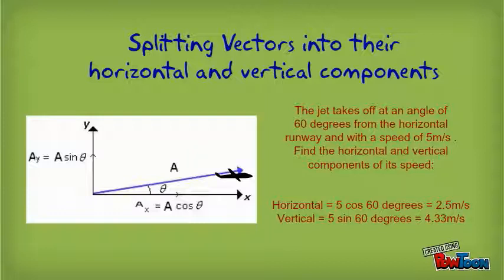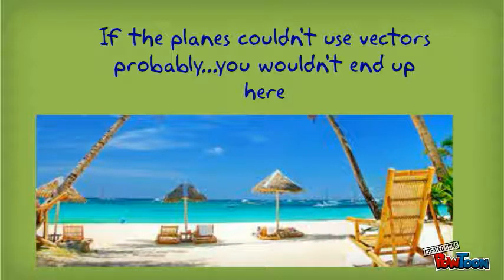So if I want the horizontal component of that speed, I need to use the following equation, which gives us that 5 cos 60 gives us the horizontal speed, and that's 2.5 meters per second. And the vertical component of the speed will be 5 times the sine of 60 degrees, which is 4.33 meters per second. And if you couldn't use vectors, you probably wouldn't end up where you wanted to.